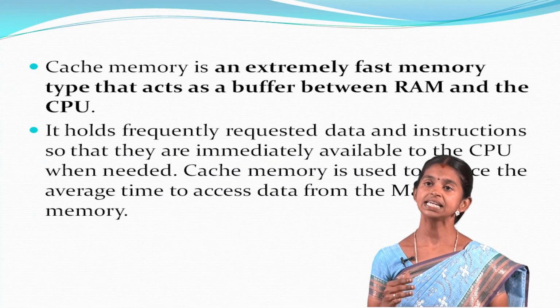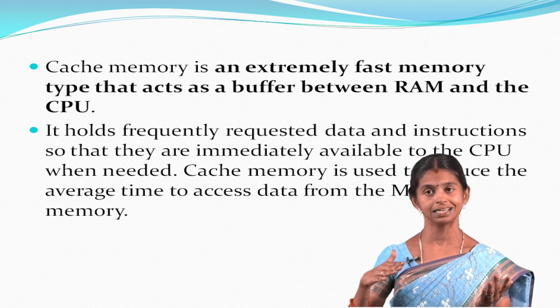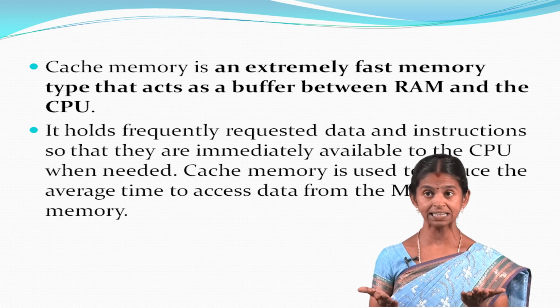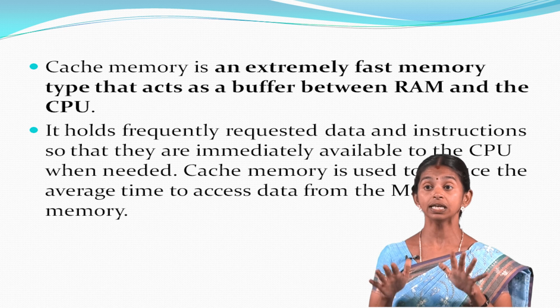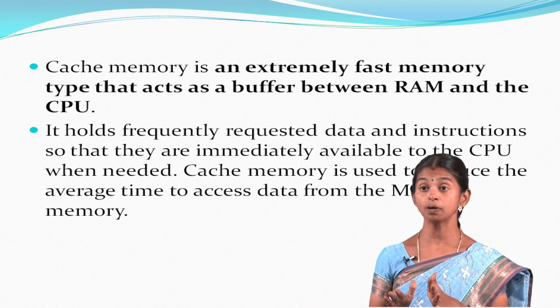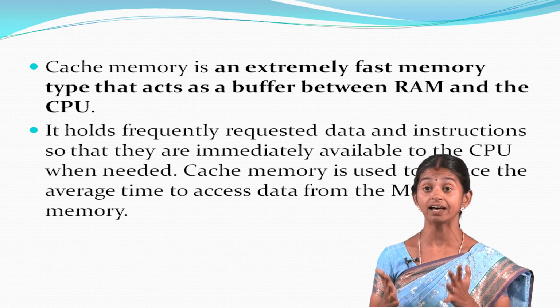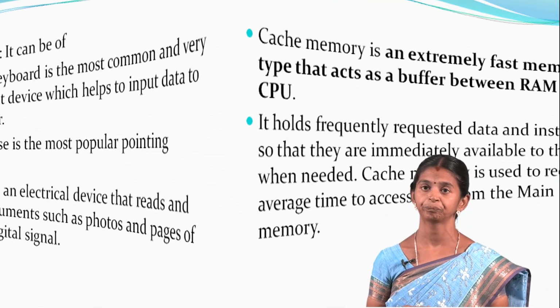Cache memory. It is an extremely fast memory type that acts as a buffer between the RAM and the CPU. It holds frequently requested data and instructions so that they are immediately available to the CPU when needed. Cache memory is used to reduce the average time to access the data from the main memory.